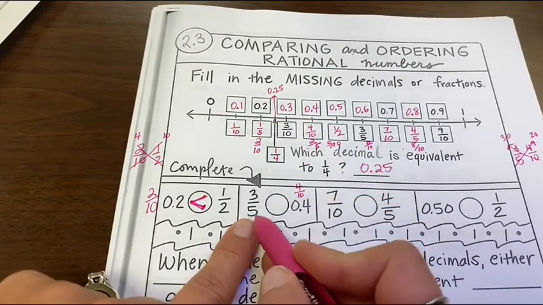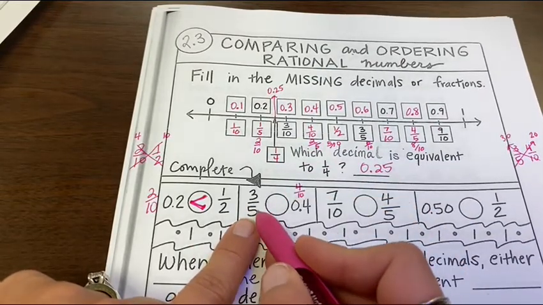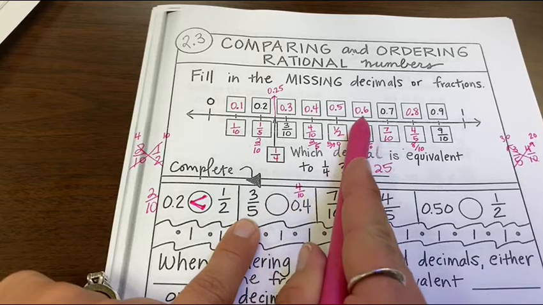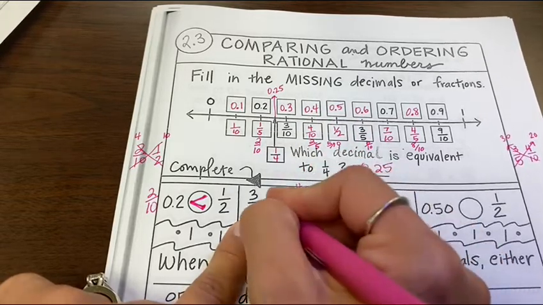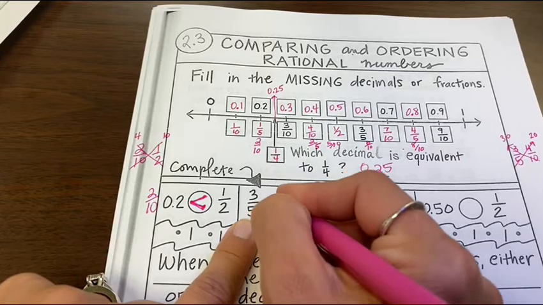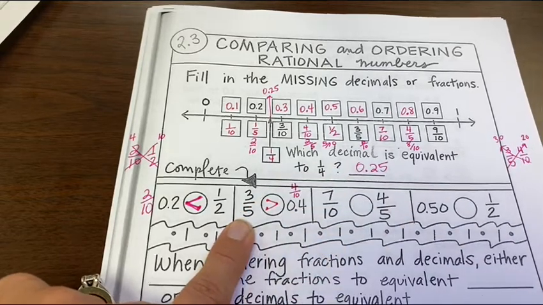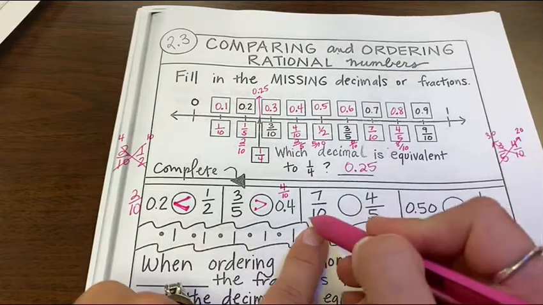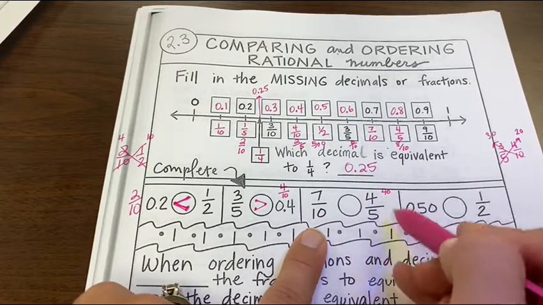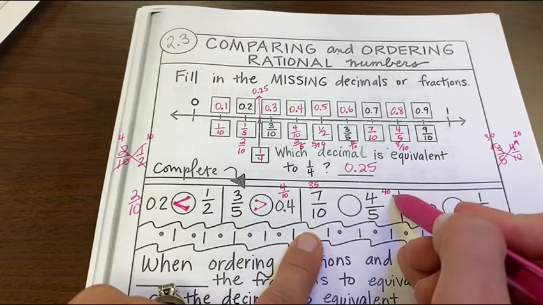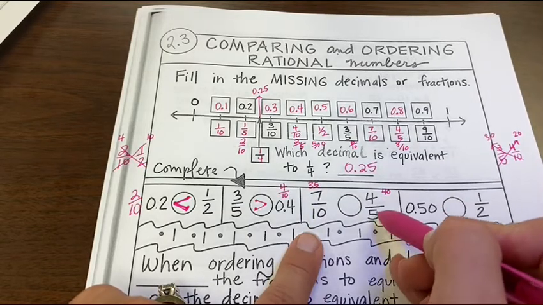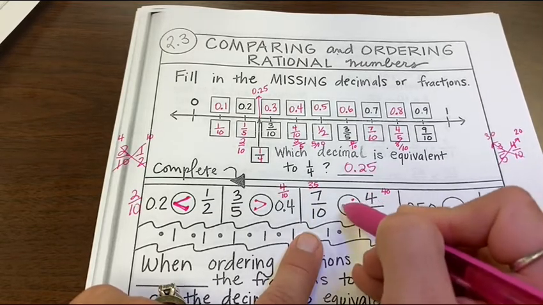I could also, in a while, I'll have 3/5 memorized as 6/10. So I know that 6/10 is greater than 4/10. So 3/5 is greater than 4/10. Right here, again, I could do fraction battle. 10 times 4 is 40. 5 times 7 is 35. 40 is the larger product, therefore 4/5 is going to be the larger fraction.